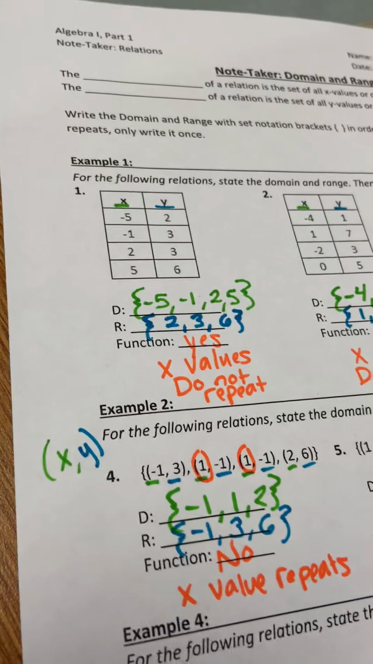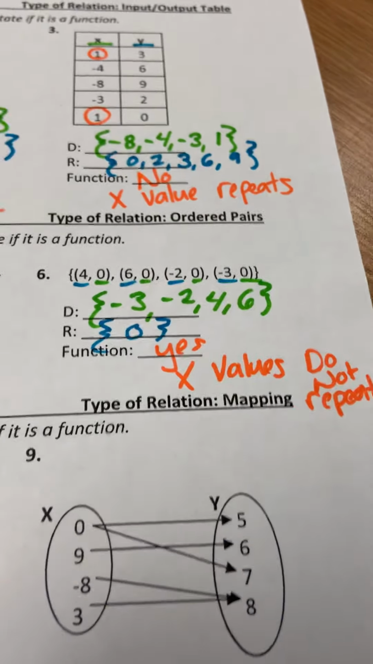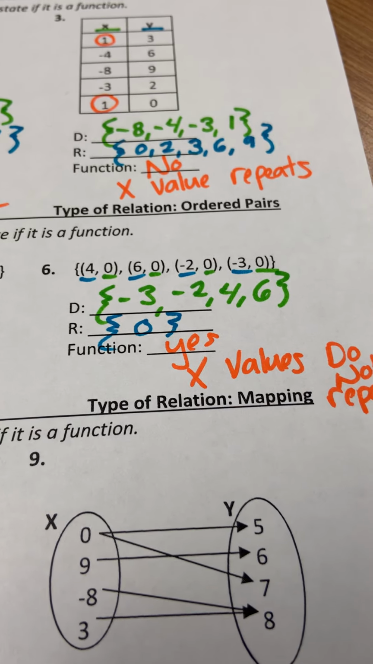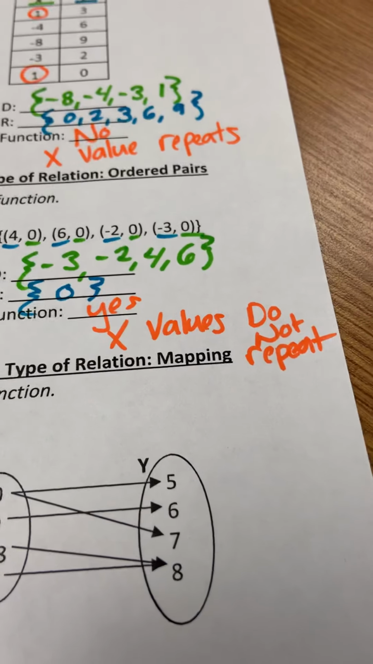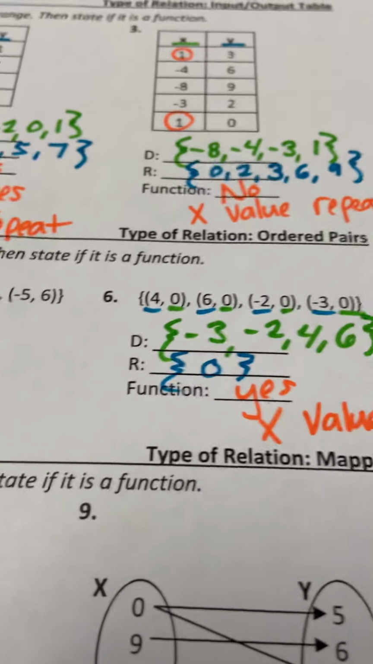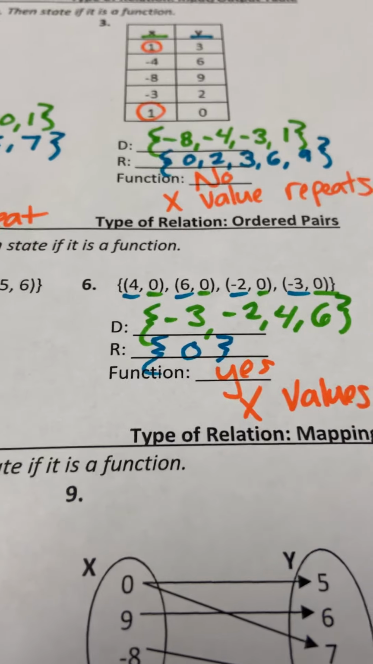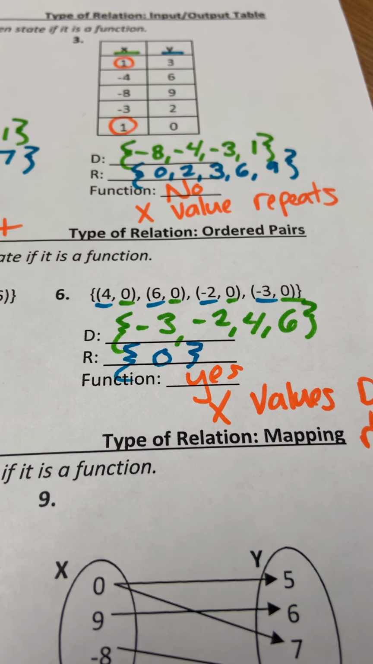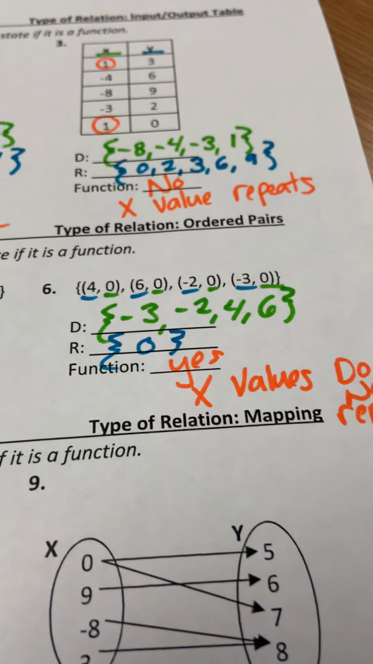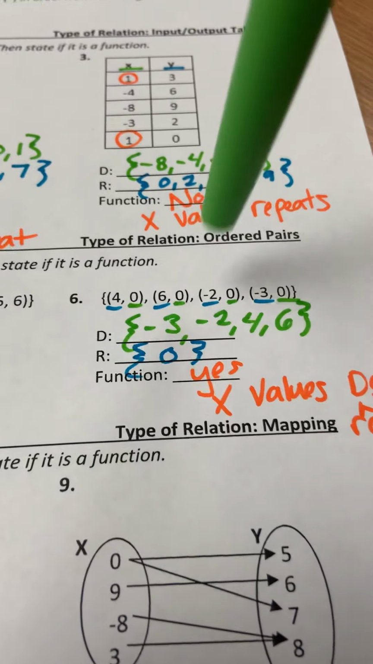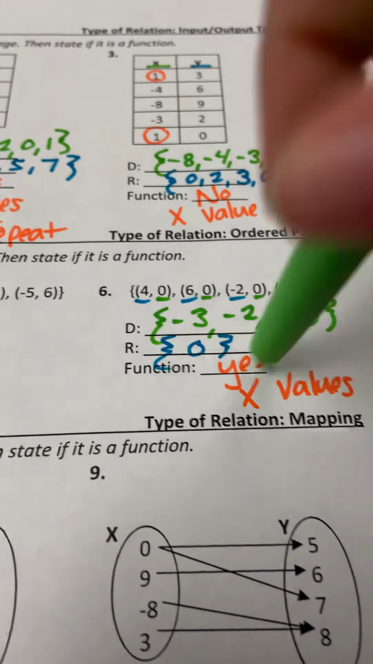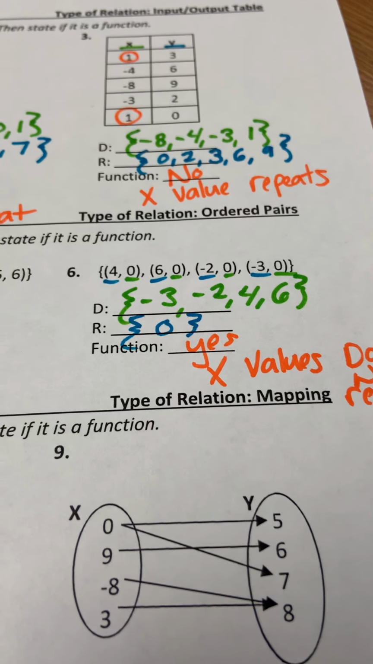So for number 6, this is an example of one that is a function. My domain in order is -3, -2, 4, and 6. So my X's do not repeat, so it is a function. And then my range, if you notice, it's all zeros, and that's okay because I can repeat, but I'm just going to write 0 one time.